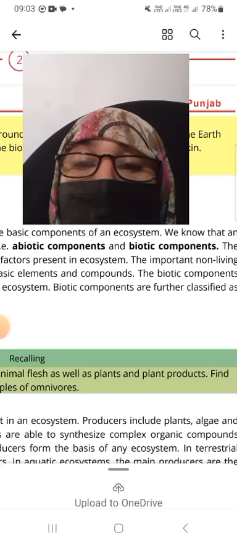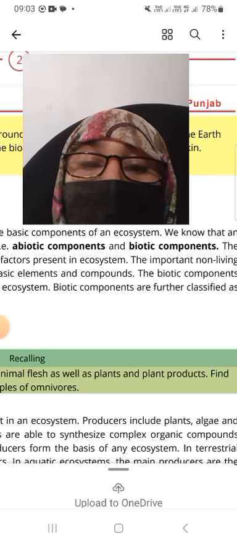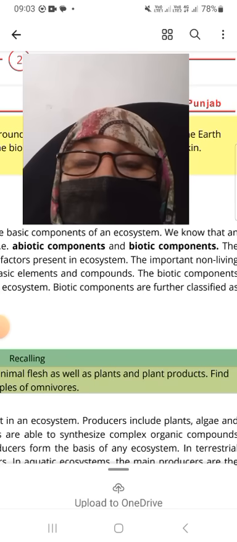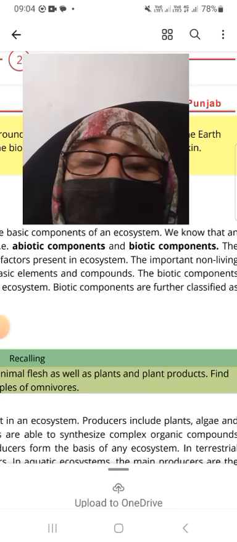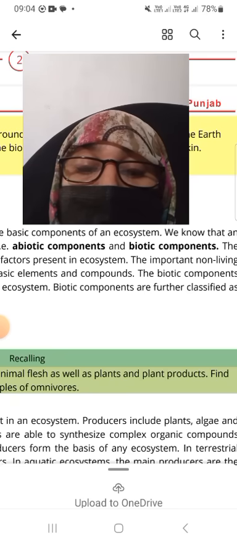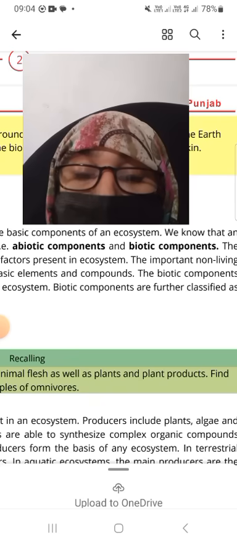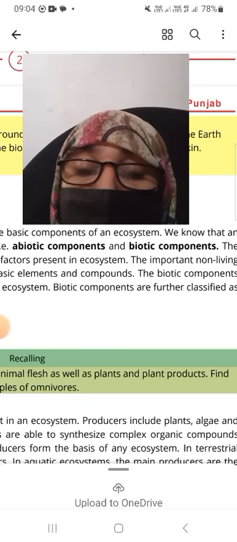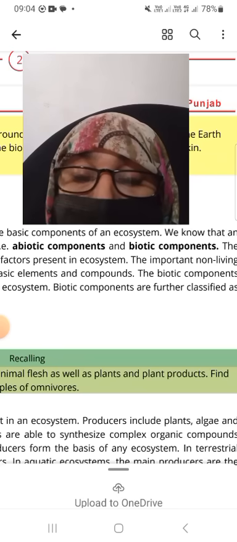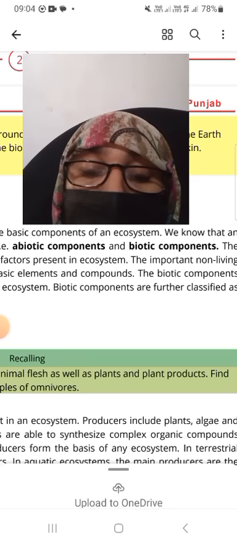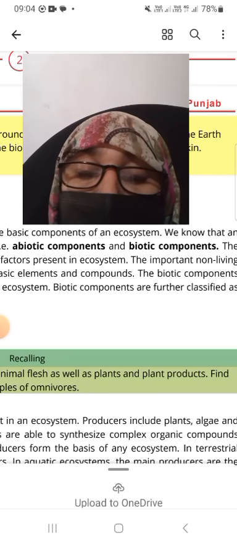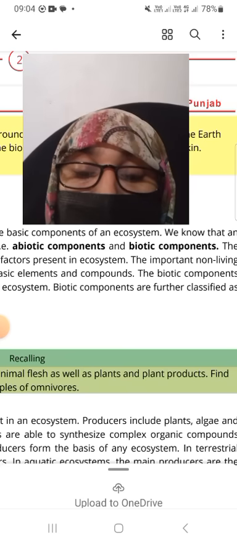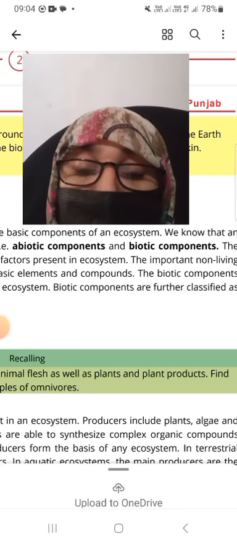We know that there are abiotic components and biotic components. The abiotic factors present in an ecosystem are the non-living elements and components, and the biotic components are further classified. Carnivores eat animal flesh, herbivores eat plants, and omnivores eat animal flesh as well as plants and produce food for each other. Producers include plants and algae, which are able to synthesize complex organic compounds, and they form the basis of any ecosystem, which is the most important thing.